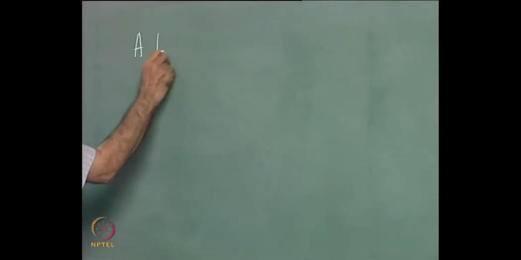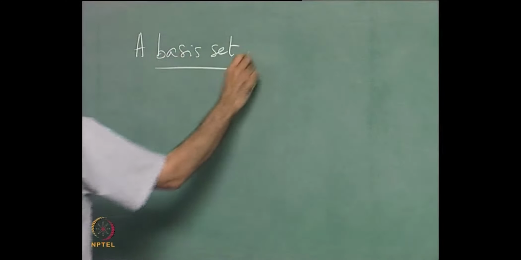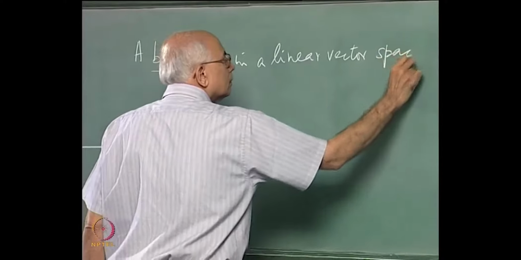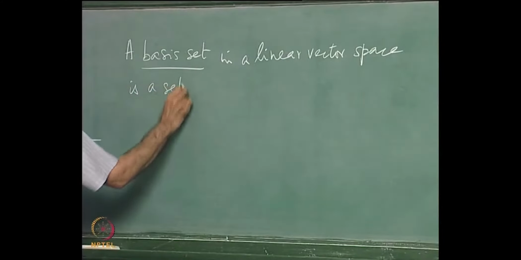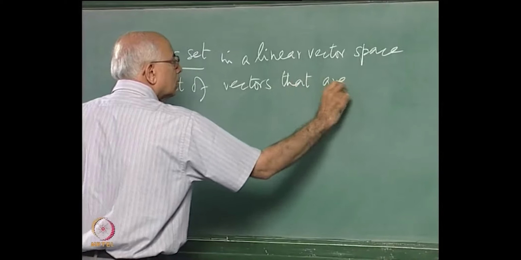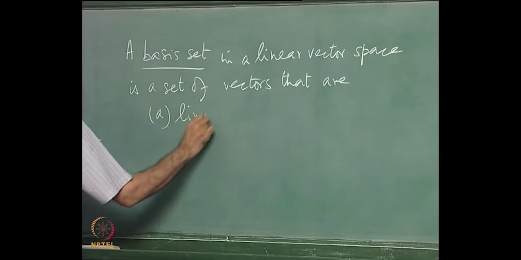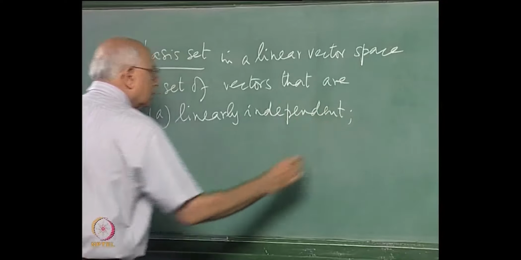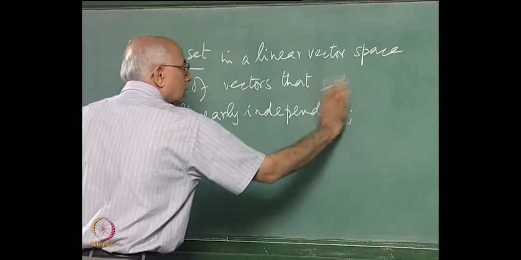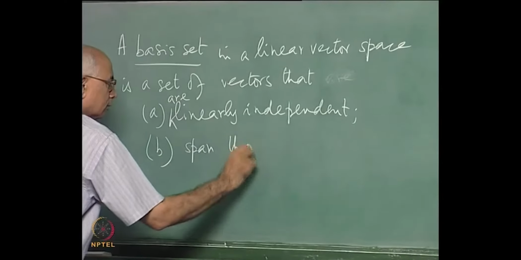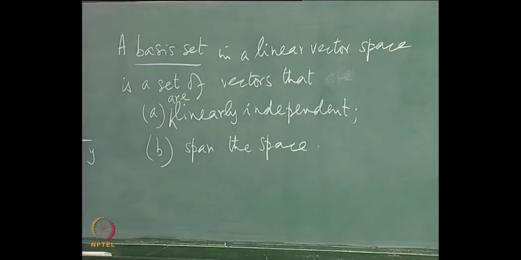A basis set in a linear vector space, or a linear space, is a set of vectors that are A, linearly independent, and B, that span the space. These two are different notions altogether.